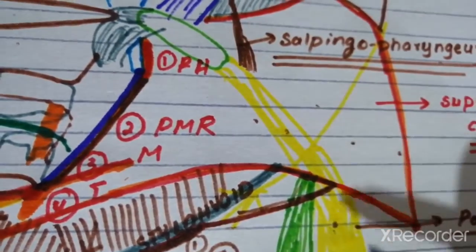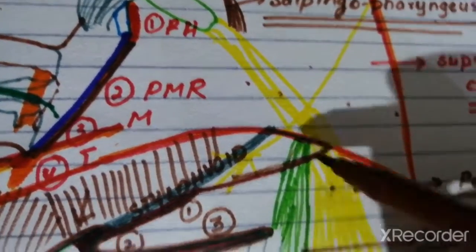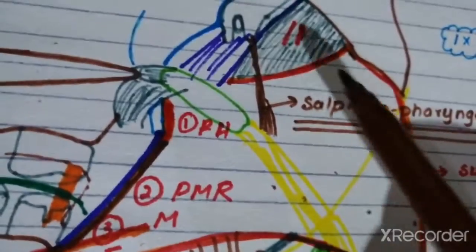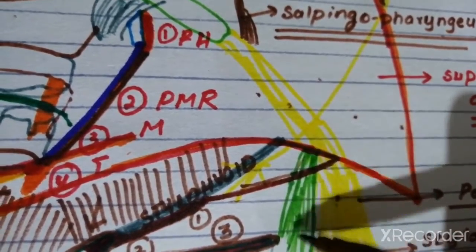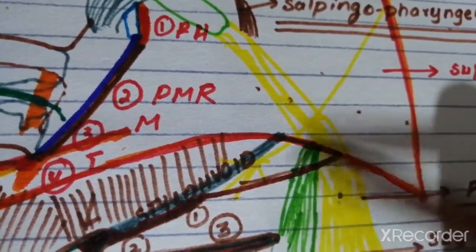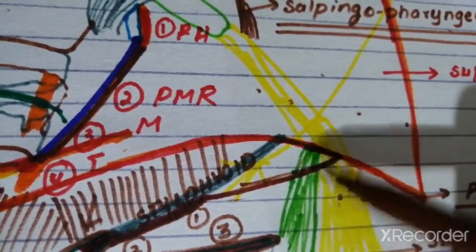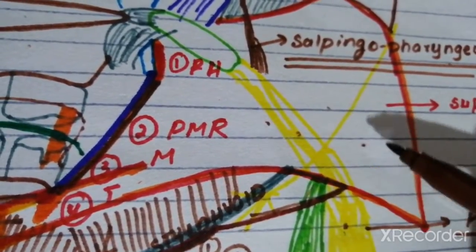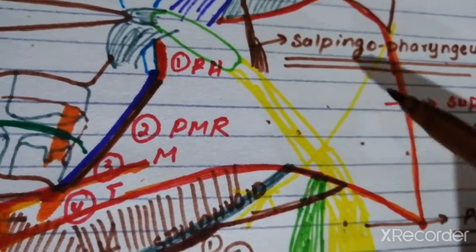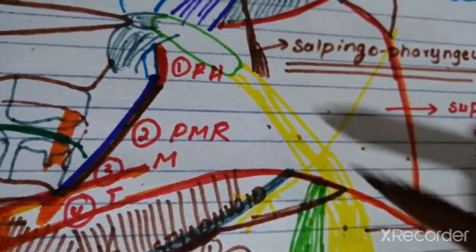Salpingopharyngeus, palatopharyngeus, and over here we have the stylo-pharyngeus, and that is why they're the inner longitudinal, because they're inner to the circular muscles and they're coursing on the inner aspect of the constrictor muscles.